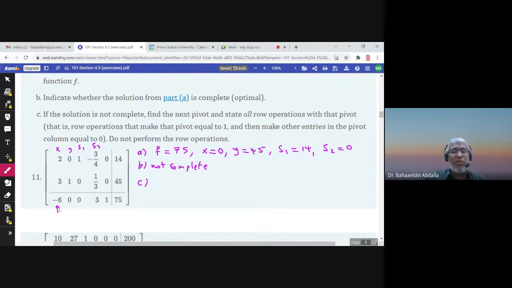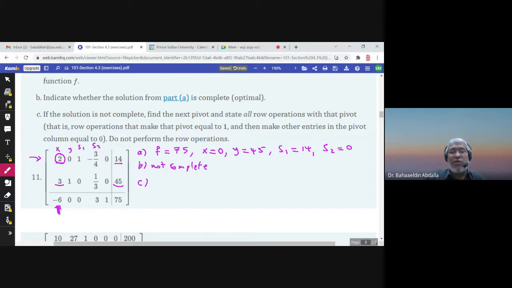To find the next pivot, this is the pivot column, the first column. For the pivot row, we divide 14 by 2, and the answer is 7. And divide 45 by 3, and the answer is 15. 7 is less than 15. So this is the pivot row, and 2 is the pivot element.